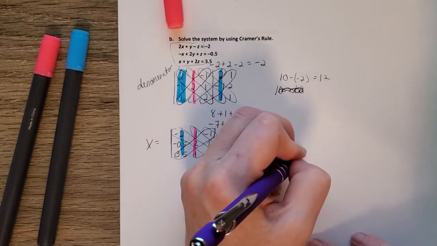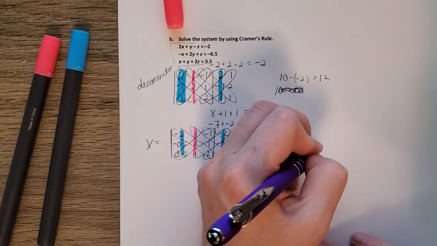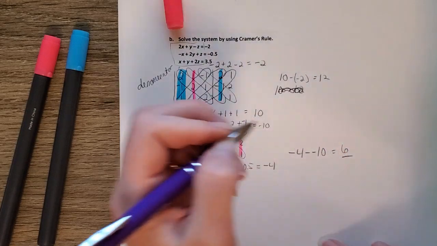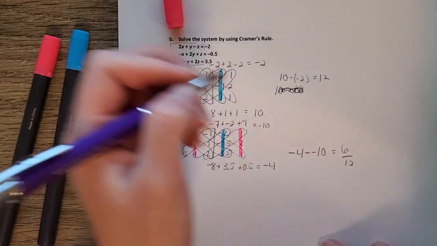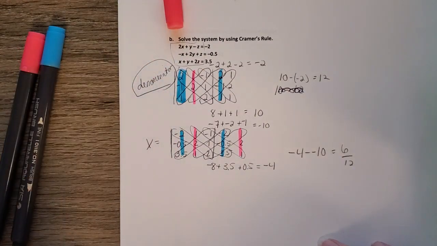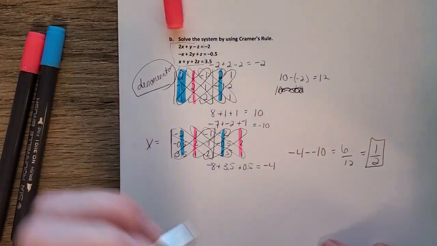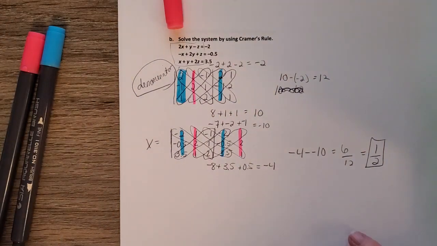So we have negative 4 minus a negative 10, which makes 6. And then our denominator, again, is 12, because this is the denominator for the whole problem. So we have 6 over 12, or 1/2. So we found x. So now we're going to do y.